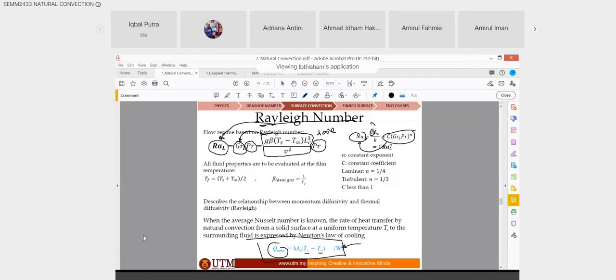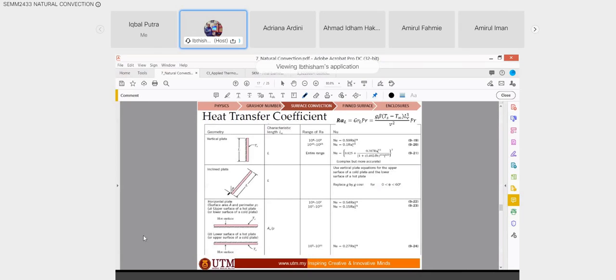Why? Because after you obtain your Nusselt number, you can calculate your h. Once you get your h, you can put it over here. You can calculate your rate of heat transfer by natural convection. Okay, so this is the correlation.